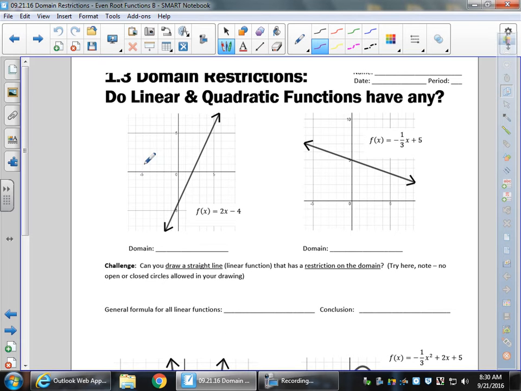Today starts our new section, 1.3 Domain Restrictions. What does it mean to restrict something in real life? What does it mean to have a restriction? A limit? Yes, exactly. You're restricting something. But first let's establish what we know about linear and quadratic functions.